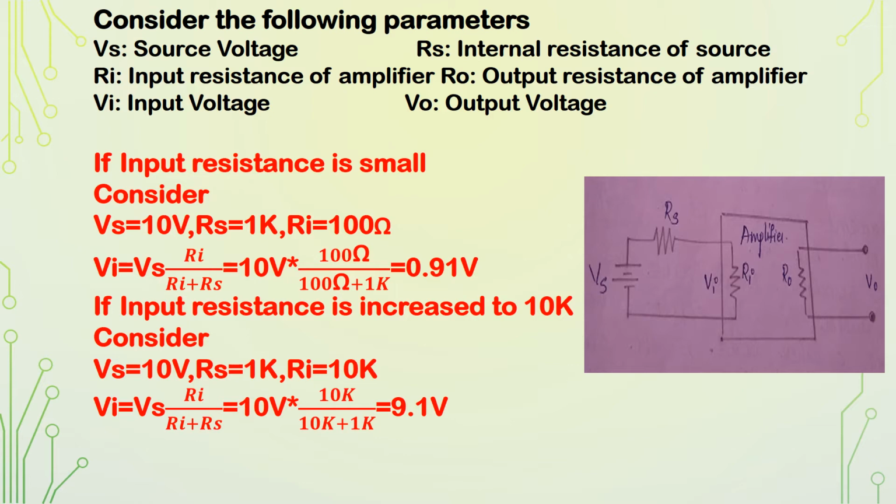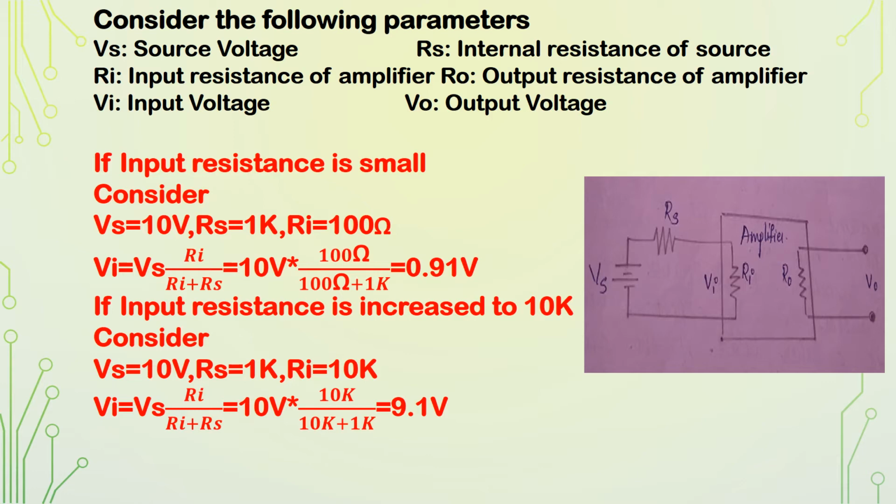Okay, now consider that we are increasing the input resistance from 100 ohm to 10k. Again we have the source voltage 10 volt, internal resistance of the source 1k, and Ri, that is the input resistance of amplifier, as 10k, 10 kilo ohm. Now the input voltage Vi will be 10 volt into 10k by 10k plus 1k, which gives 9.1 volt.